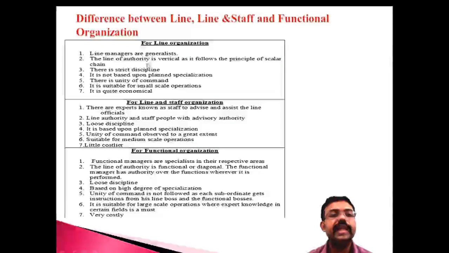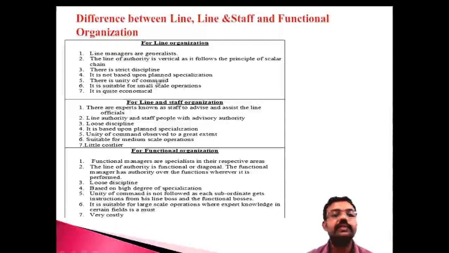The second difference: the line authority is only vertical. There is only a line of authority, and it's vertical. In the line and staff organization there are two types, line authority and staff authority, and upward communication is possible. And in the functional organization there is line authority, staff authority, and functional authority. Three categories of authority are included. That's the second difference.